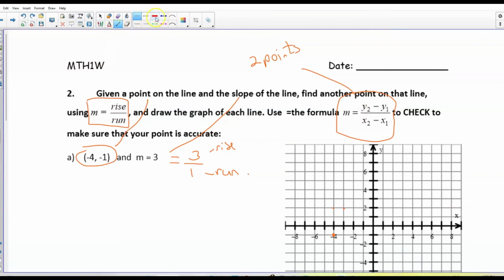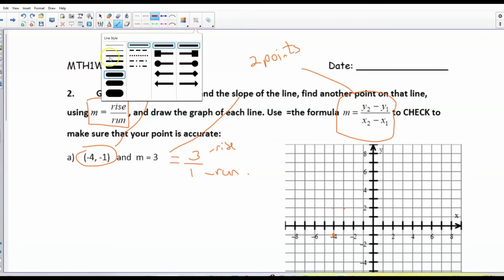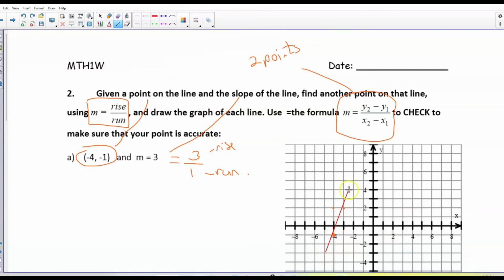Let's see if I can get something that I like here. I don't want it to be super thick. But let's see if that's going to work. All right, so I'm through those 2 points. We know that lines go on forever. So if I represent a line that goes on forever, I'm going to put some arrows on it. And let's see what we can do with a calculation.